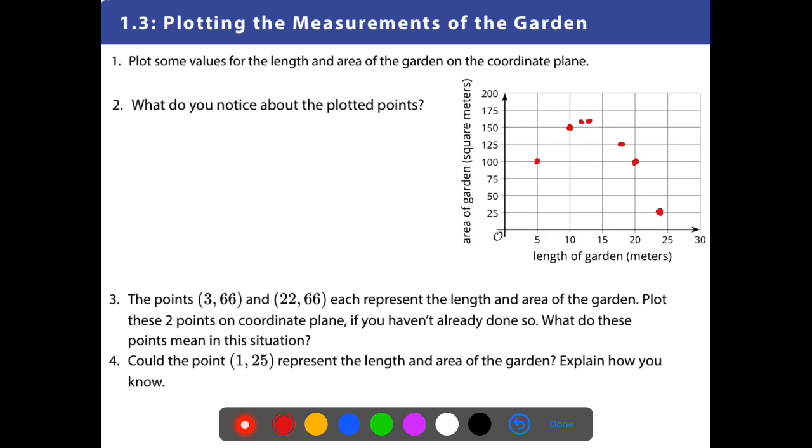And then number 4, could the point (1, 25) represent the length and area of the garden? So it cannot represent the length and area because if the length of the garden is 1 meter, the width would be 24 meters, and so the area is 24 square meters, not 25.